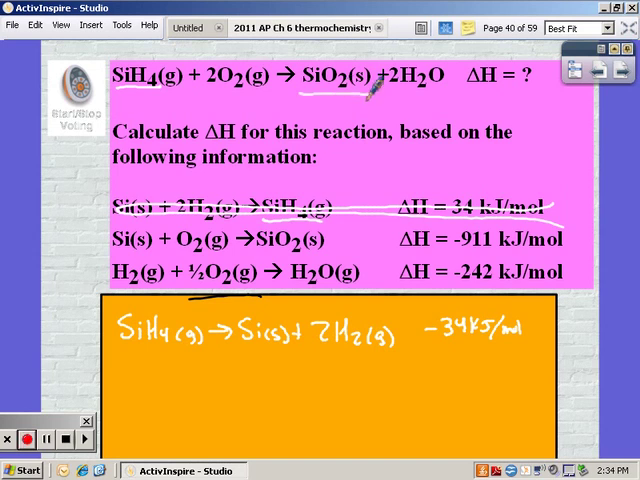So silicon dioxide we have as a product, and in equation 2 we have it as a product. So we can't touch that one because it's already in the location and the number we want. And finally waters, we want 2 as a product. So in the third equation we have it as a product, but we only have 1. So we need to multiply that whole equation by 2.